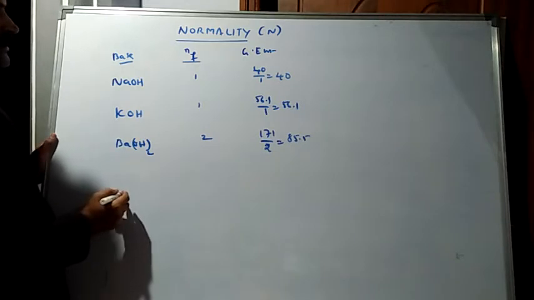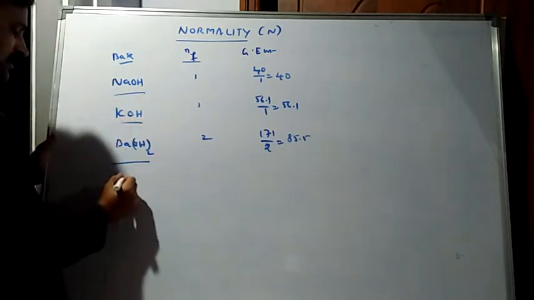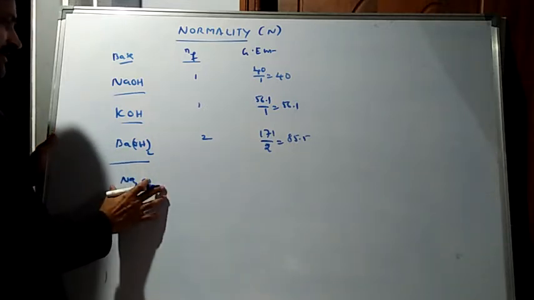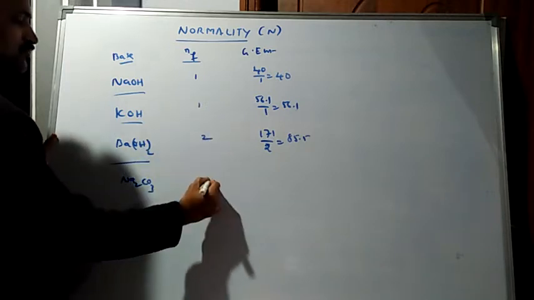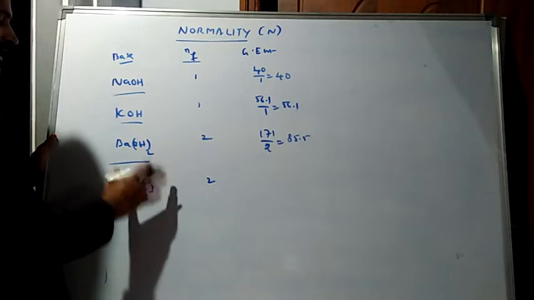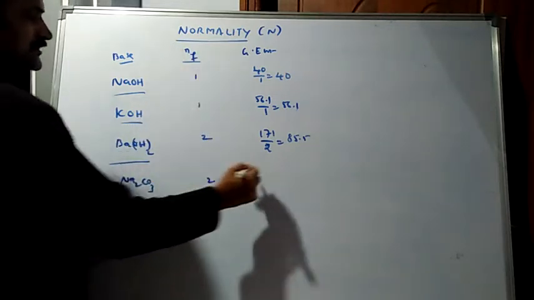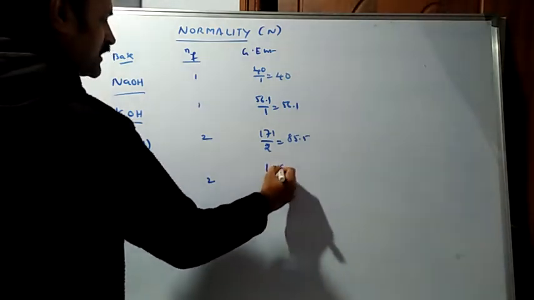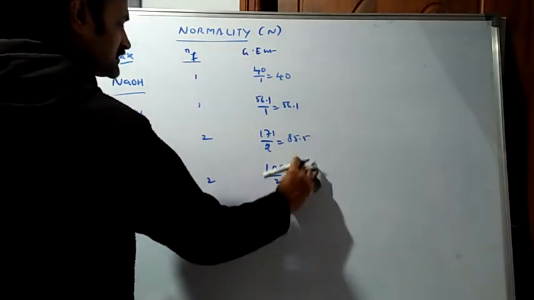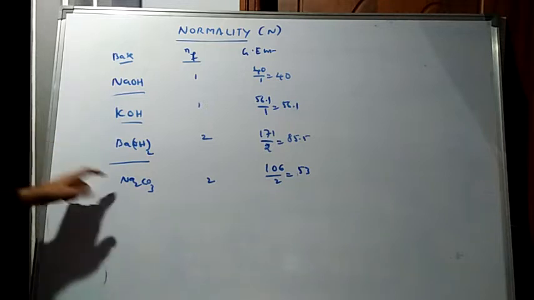Similarly, we have some other compounds, like salts. If you take sodium carbonate, the N factor is 2. Why? Because here the magnitude of the charge on the charged ion is considered as the N factor. So in such a case, the molecular mass of sodium carbonate divided by 2 gives 53 as the gram equivalent weight of sodium carbonate.